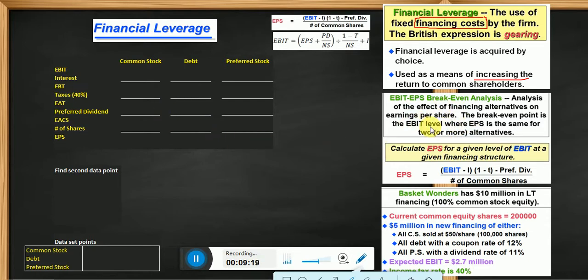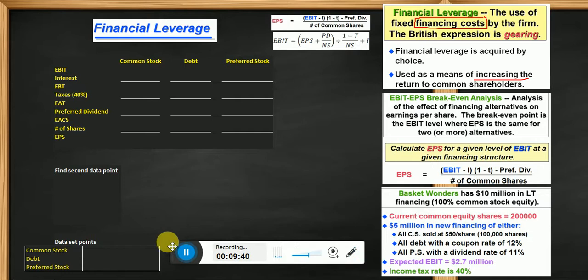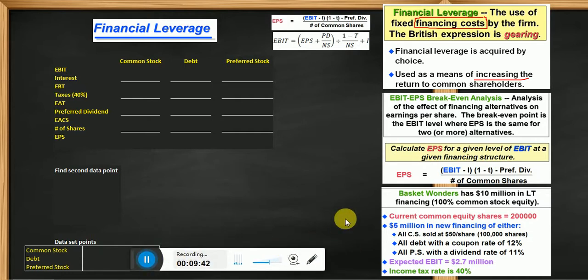So I'm coming back to this point. What is required here? Calculate earnings per share for a given level of EBIT at a given financing structure. So now we try to calculate earnings per share. And what is the formula of earnings per share here? That is given here. So dear students, just look and pay attention.